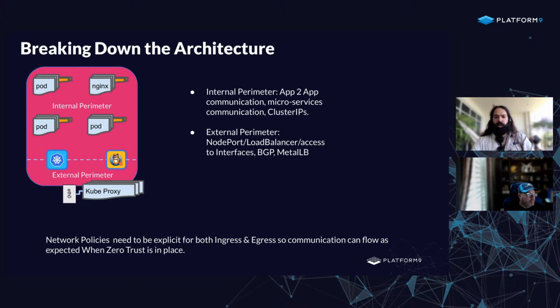For external perimeter, we are talking about NodePort, LoadBalancer, and access to the interfaces, and by interfaces I mean this one right here: BGP and MetalLB. Now, when we're working with network policies, we need to be explicit for both kinds of flows, ingress and egress communication, so that our zero trust doesn't bite us in unexpected ways. So let's continue moving on.